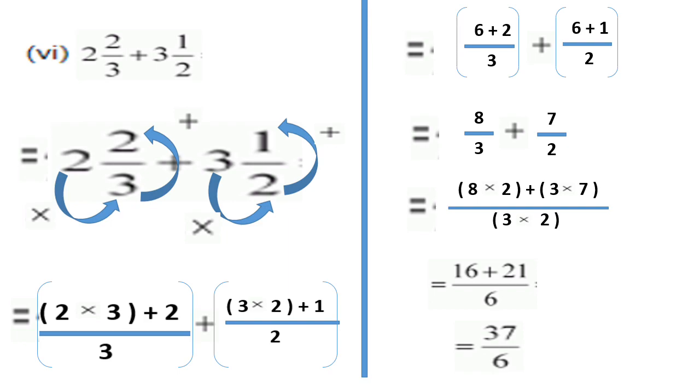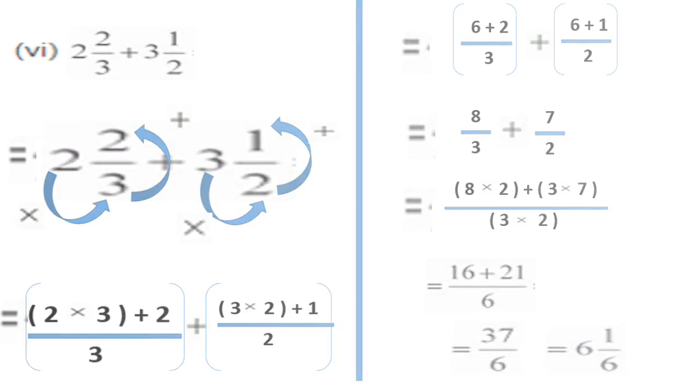Add, 37 by 6. Here 6 is lesser than 37. It means it is an improper fraction. So change the improper into mixed one. For changing it, you have to divide and then you have to write first the quotient, then the remainder and then the divisor. 6 1 by 6 will be your answer. Next question.